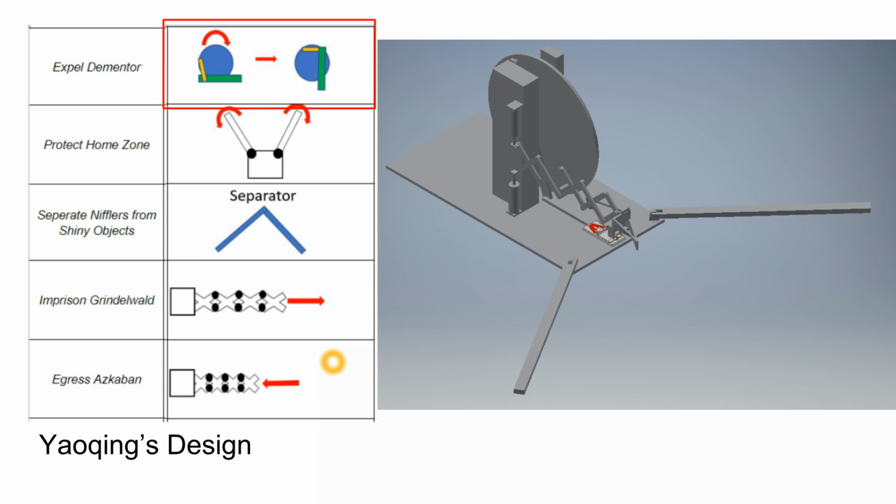Lastly, we have Yao Qing's design. As I spoke before in the morph chart, Yao Qing's design is special because of the circular expel dementia arm.